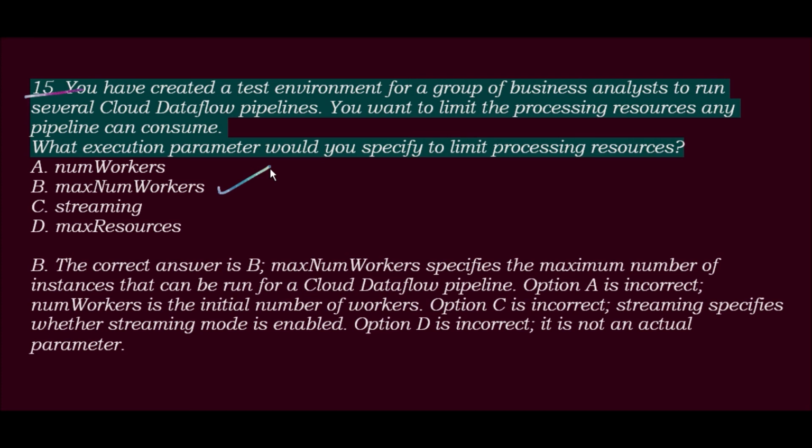Now just look at option C, streaming. Streaming is another thing and is incorrect here because streaming specifies whether streaming mode is enabled or not. That's why streaming is discarded. Option D, max resources, is also incorrect because it's not an actual parameter in Google Cloud. That's why option B, maxNumWorkers, is correct here.